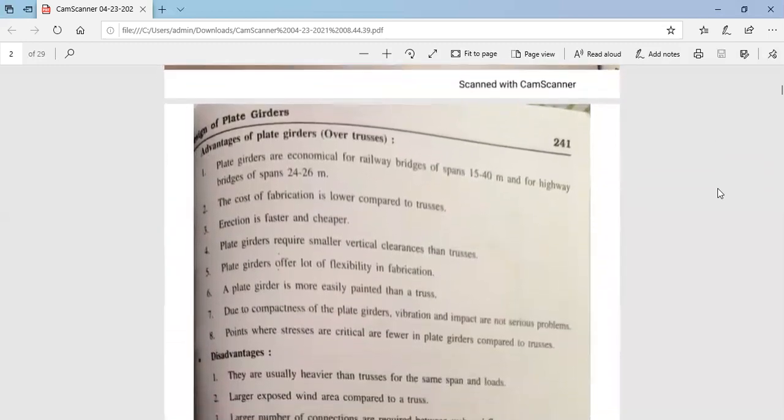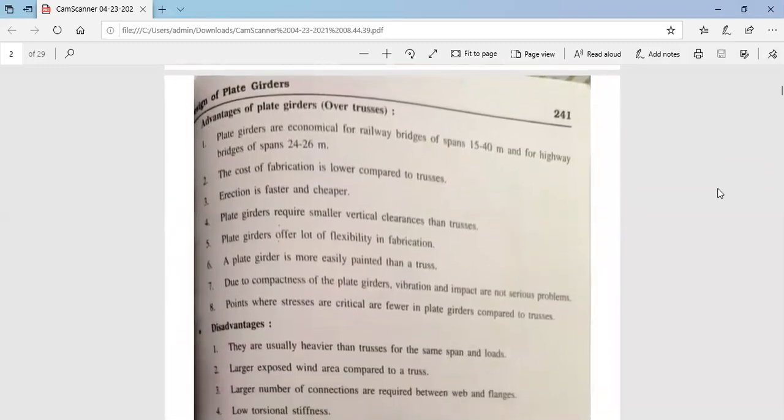Right? So what are the advantages of plate girders over trusses? The plate girders are economical for railway bridges of span 50 to 40 meters, and for highway bridges of span 24 to 26 meters. The cost of fabrication is lower compared to trusses. Erection is faster and cheaper. Plate girders require smaller vertical clearance than trusses. Plate girders offer a lot of flexibility in fabrication. A plate girder is more easily painted than a truss.